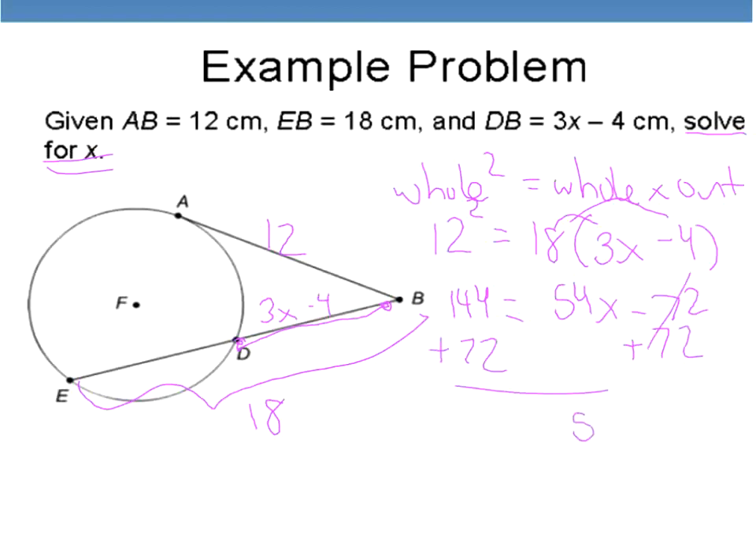So we're going to add 72 to both sides, and we get 54x equals 216. We would divide both sides by 54, and we get that x is 4. 216 divided by 54, we get 4. Let's look. Are we done? Is that what it asked us for? It said solve for x. Yes, that's what we did. So we are done in this problem.